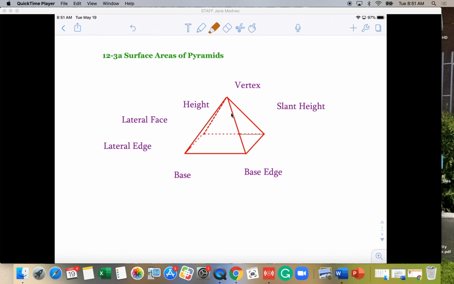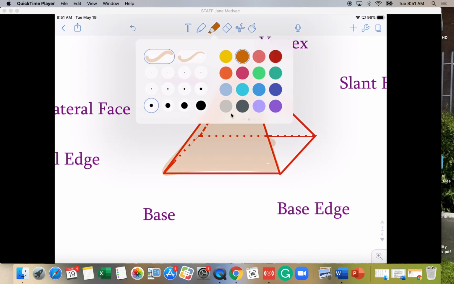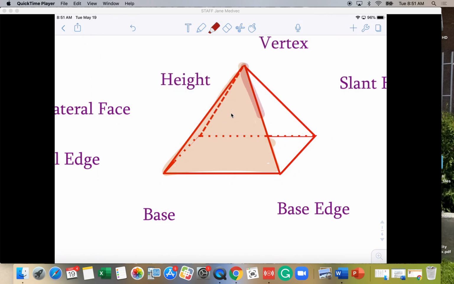Remember, the lateral was like the middle. With pyramids, they don't have a top and a bottom and a middle. They actually just have the triangles. So the triangles are what makes the lateral face, and you're going to notice in this figure there are 4 of them. And when we talk about the lateral edge, that is the outside of that triangle. So it's this red part that I'm highlighting here.